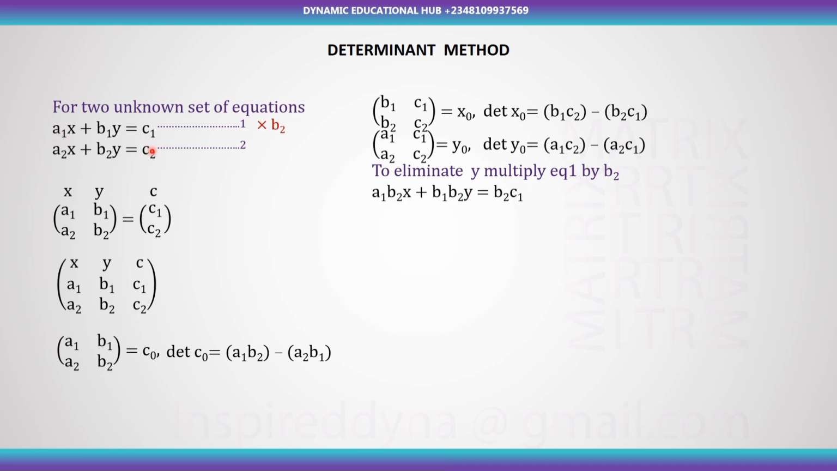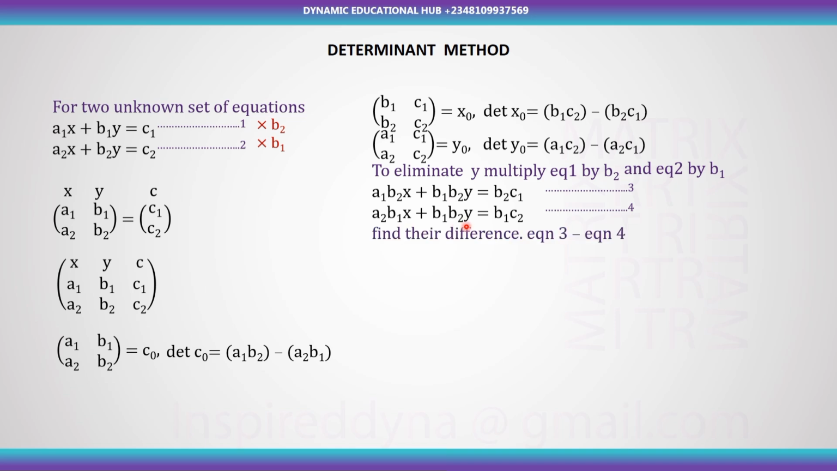Multiplying it by b2, we have a1 b2x plus b1 b2y equals b2 c1. Let's call it the third equation. Then we multiply equation 2 by b1. Multiplying it by b1, we have a2 b1x plus b1 b2y equals b1 c2. Let's call it the fourth equation. Since we want to eliminate y and the coefficients of y in the third and fourth equations are the same, we can find their difference.